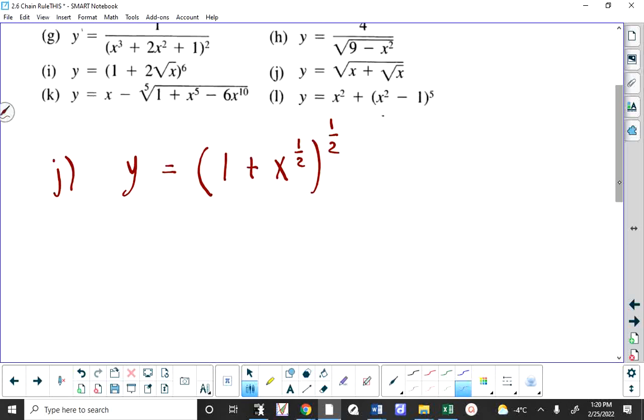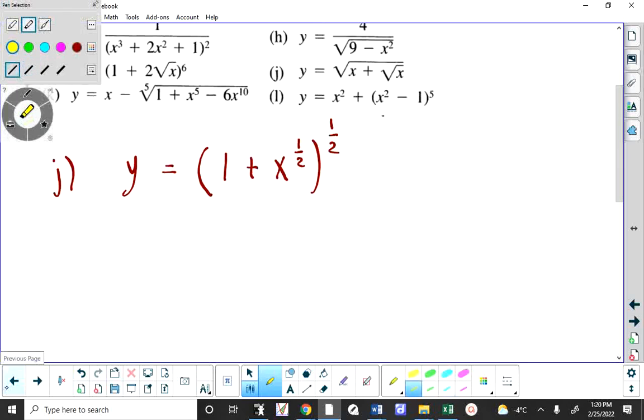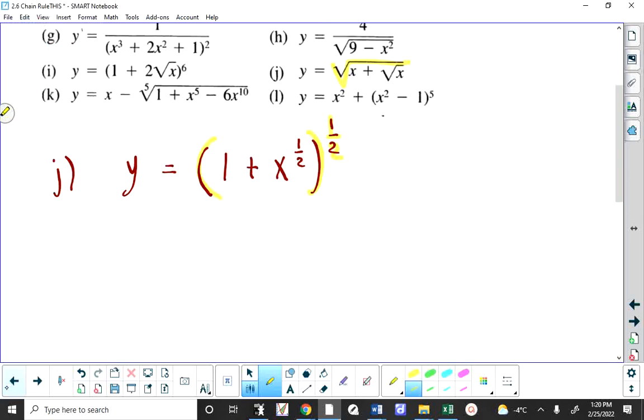And should it be x instead of 1? Thank you. Better? Okay. So then underneath that square root is x plus the square root of x, which is x plus x to the half.